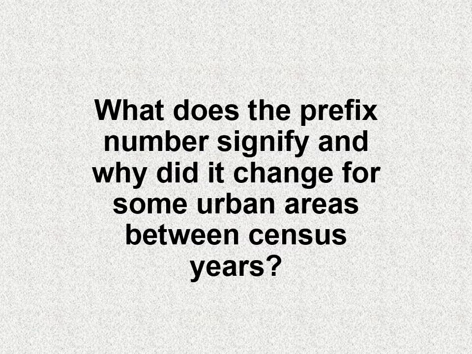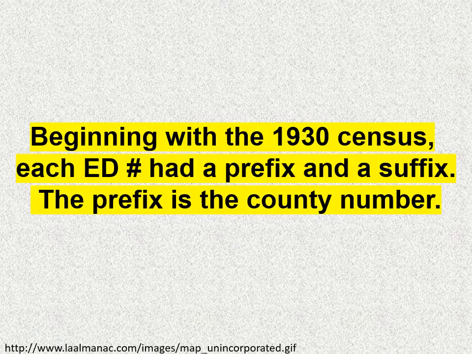So what does the prefix number signify if it's a 2-part number, and why did it change for some urban areas between census years? Well, beginning with the 1930 census, each ED number did have a prefix and a suffix number. And the prefix number is the county number. It was the county number in 1930.